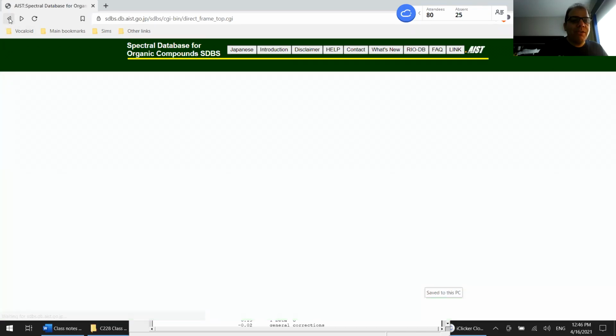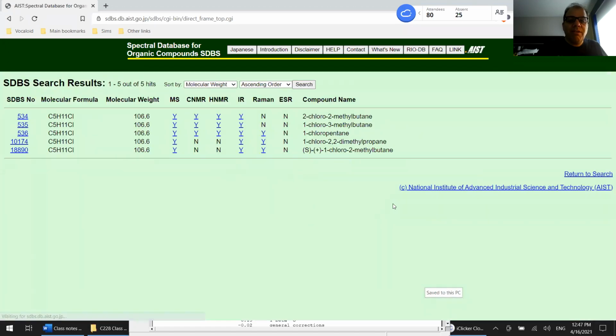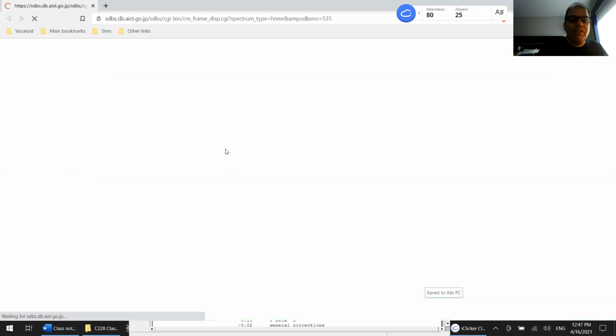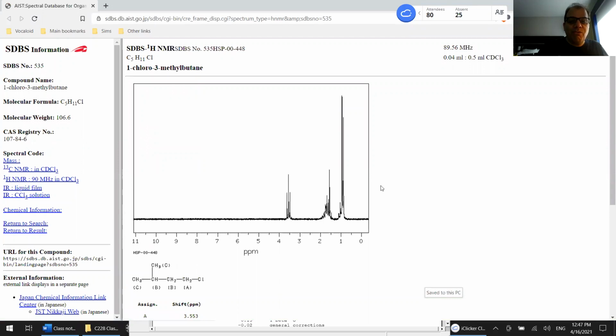All right. What if we did, how about C5H11Cl? 1-chloro-3-methylbutane. S plus 1-chloro-2-methylbutane. Wow. Let me try opening it in a new window and see if that works out better.